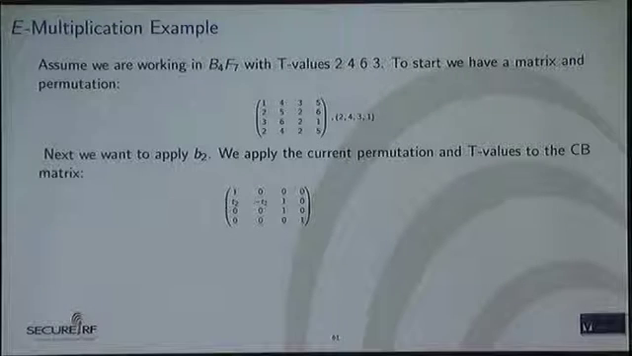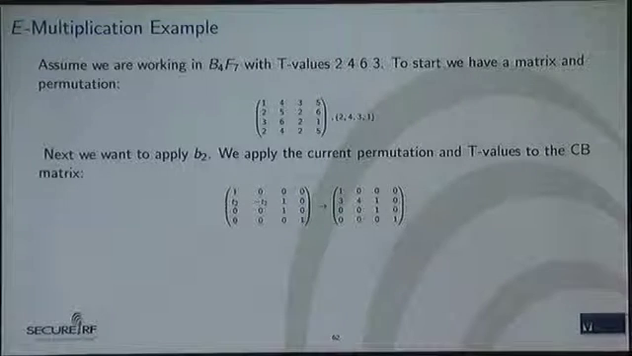And now you want to apply the braid generator B2. So the way you do that is you apply the permutation and the t-values to the color Burau matrix. So there's the color Burau matrix that you get for B2. When you apply the t-values and the permutation, that's the result you get. You see there's a lot of zeros in there, and just mostly the identity matrix, so it actually winds up being very easy to compute this.